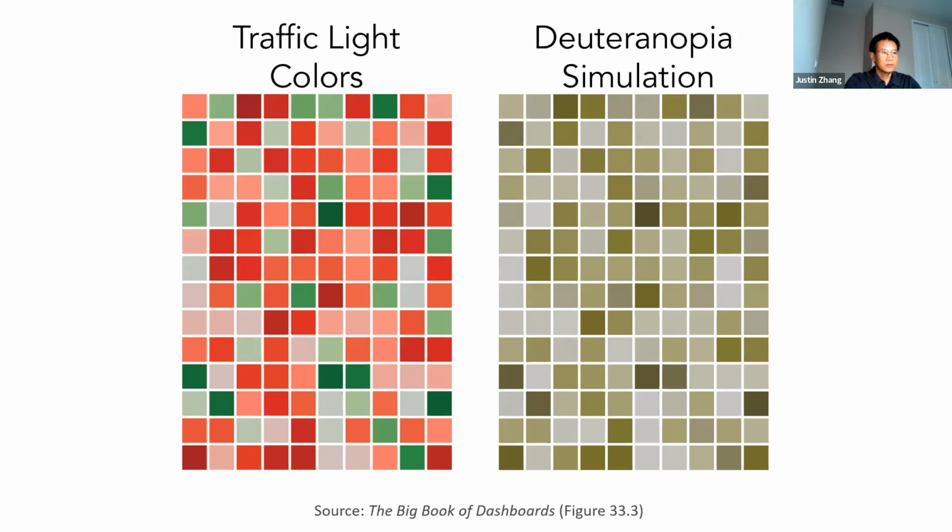Here is a comparison in the case of traffic light colors. So if there's no other accommodation for someone with color vision deficiency, CVD, in this case, the colors red and green are the only way to tell one square apart from another square. So in the deuteranopia simulation on the right-hand side, you can see it's impossible to tell the difference between most of the green and the red squares.